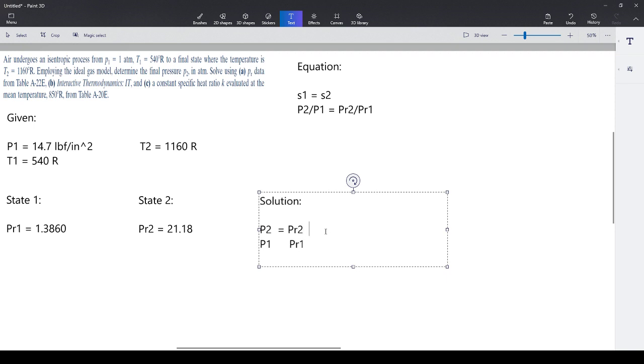If you maneuver this around, obviously you will end up with P2 being equal to PR2 over PR1 multiplied by P1. If you do this out and put in our numbers, let me pull out the calculator here. You will end up with some answer, hopefully, which I'm going to get. It's going to be a higher pressure.